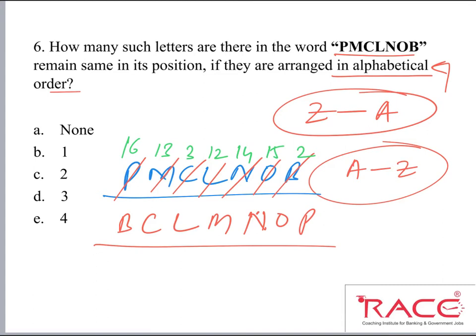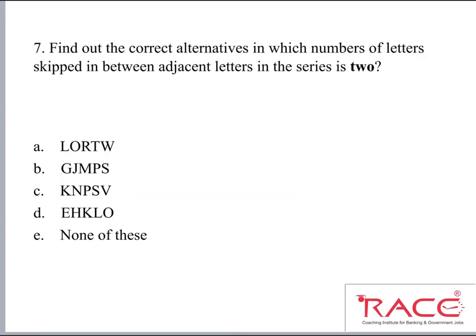After arranging them, we have to find out which letters have not changed their position. No match here, no match here, no match here, but we have a match in N and O. So how many letters have not changed their position? Two. So my answer will be C, 2 letters. Okay.